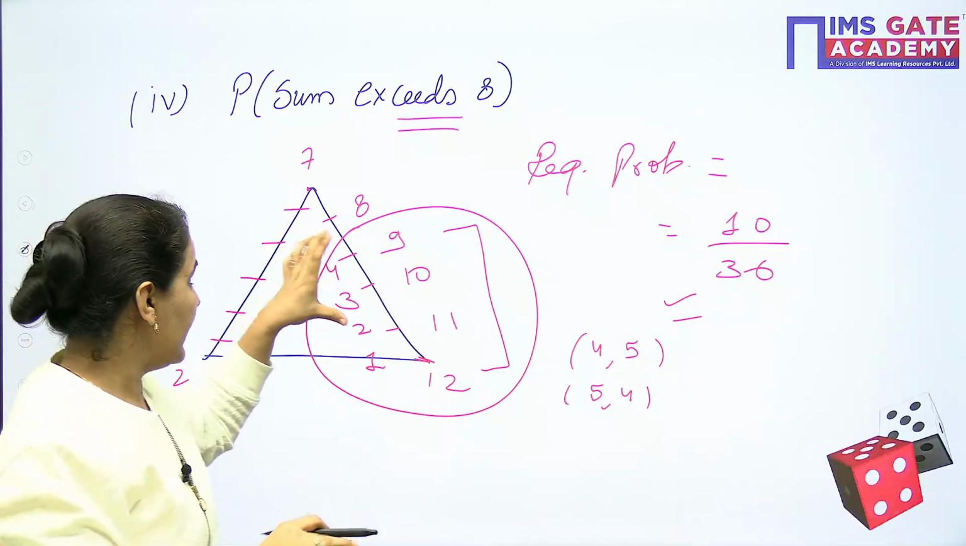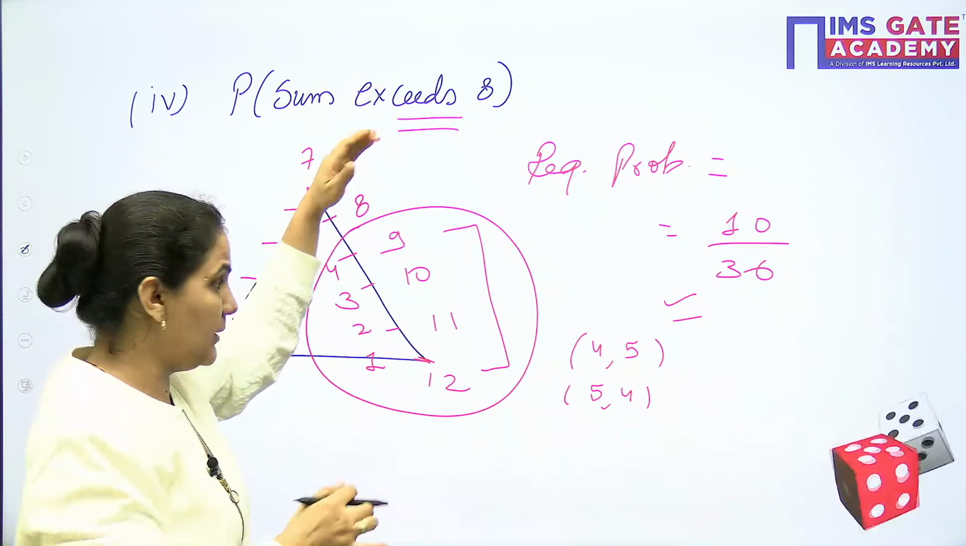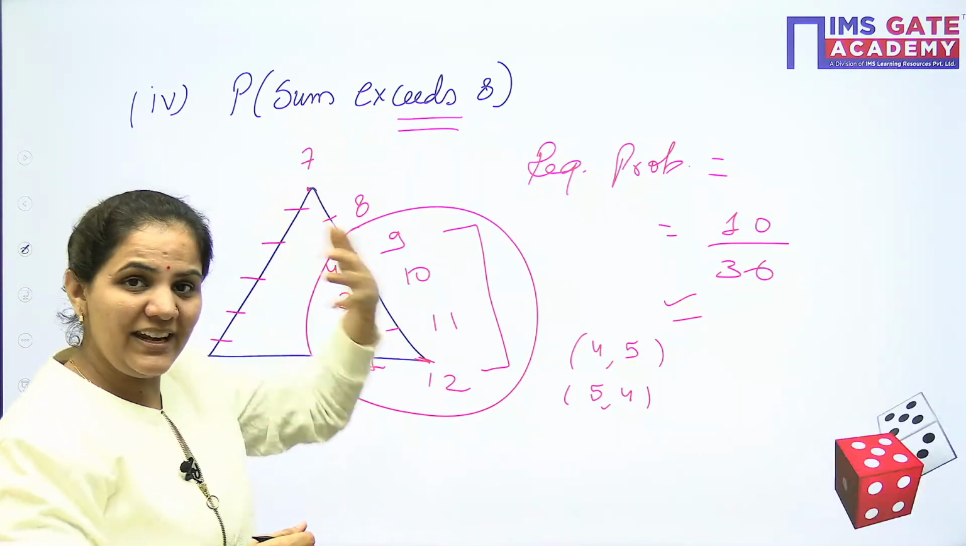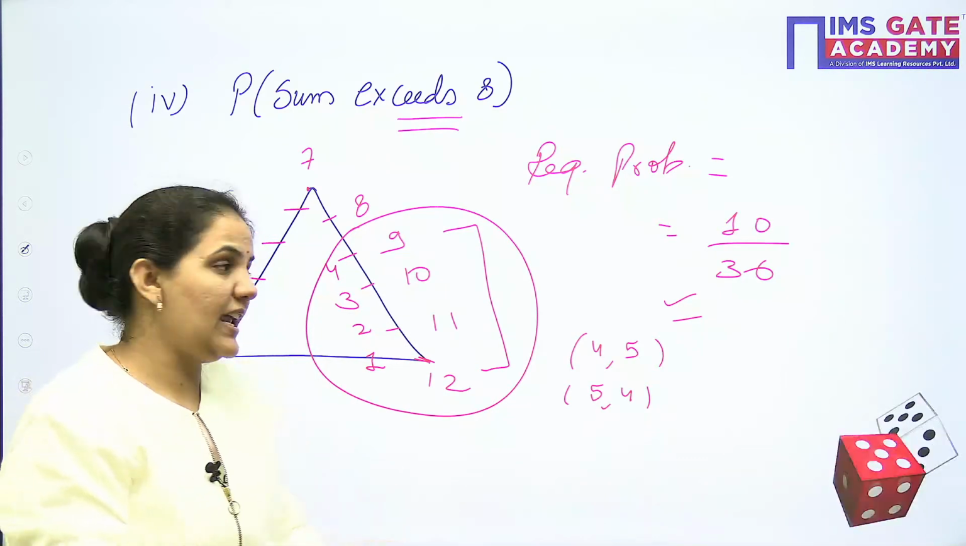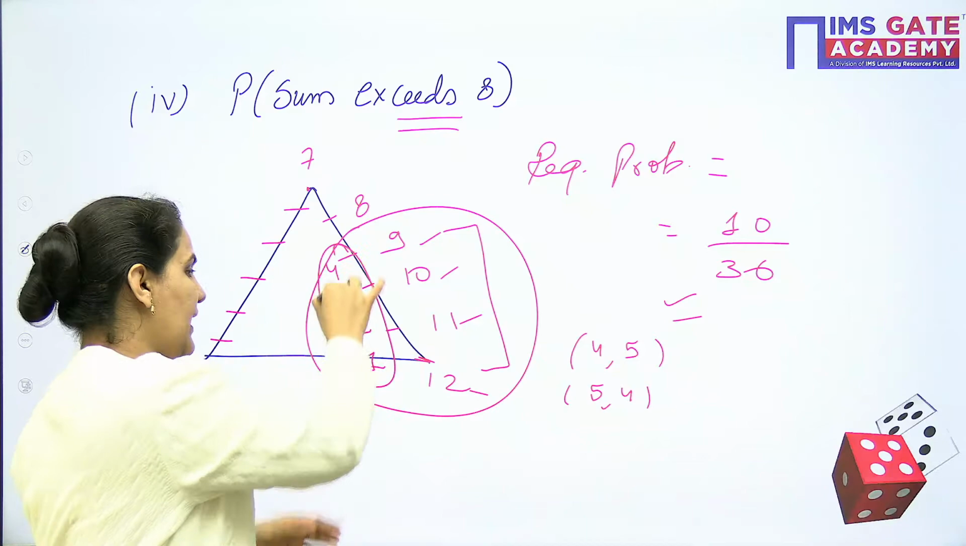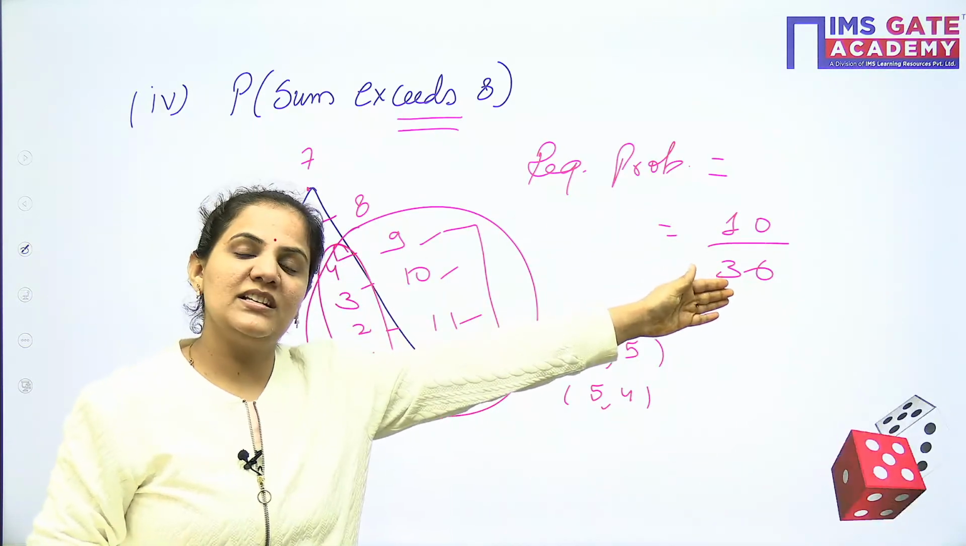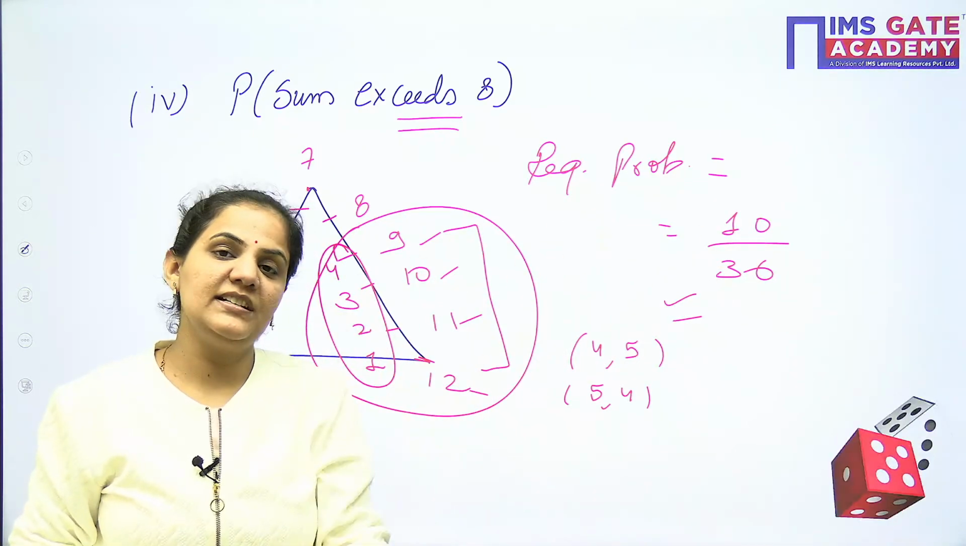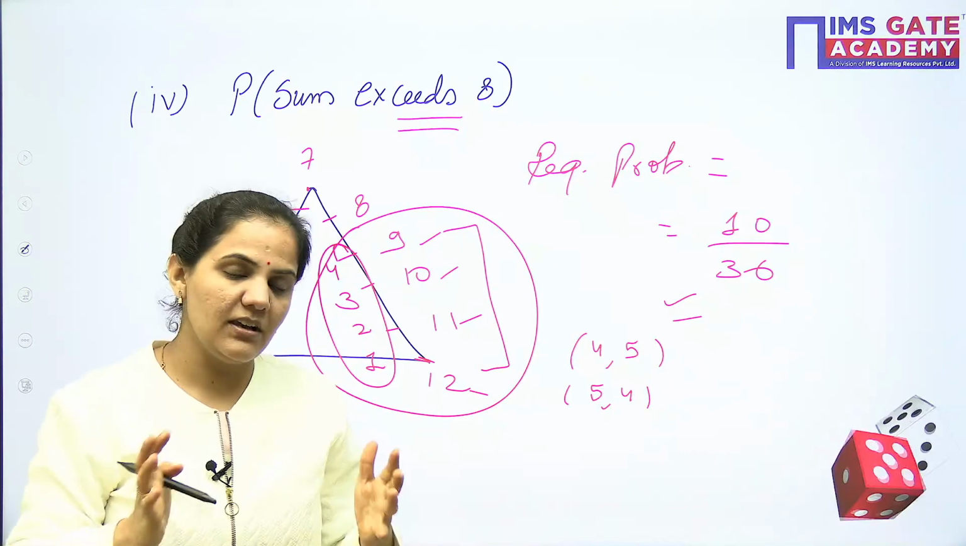You have to write down whatever the question is talking about. So when it's talking about more than 8 or the sum exceeds 8, you can approach 9, 10, 11, 12 and favorable cases are here. The total is here. Within 15 seconds you can get the result. It's a very good trick.